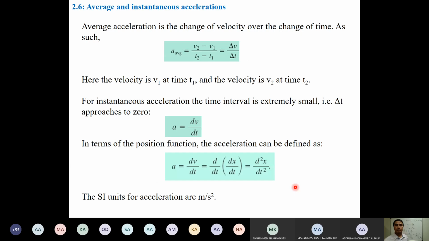Okay. So, average and instantaneous accelerations. The concept of this is the same as we have just developed for the average and instantaneous velocities. But here, you know that when you are moving, let's say you are moving at 20 kilometers per hour, that's your speed.